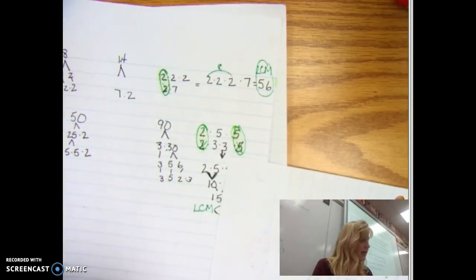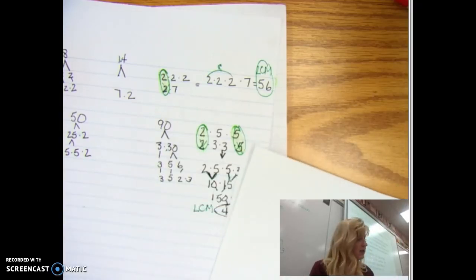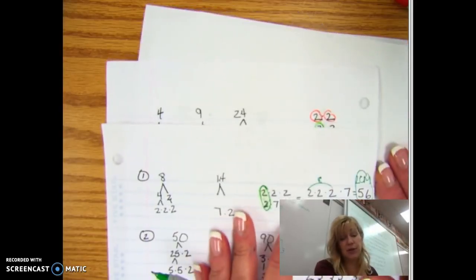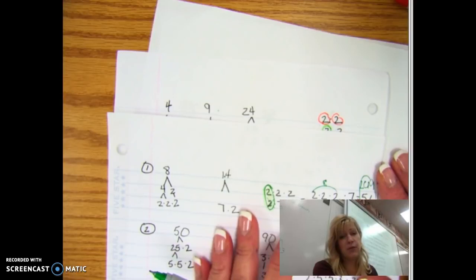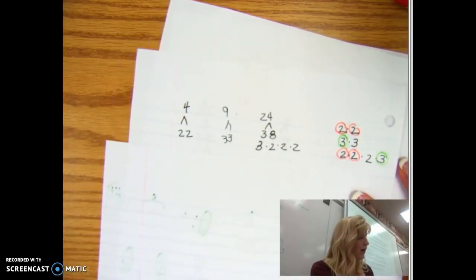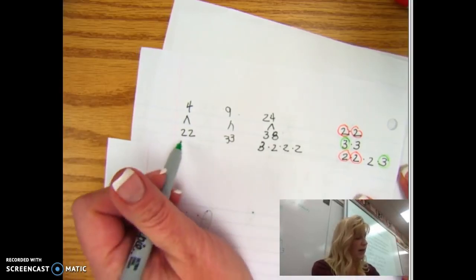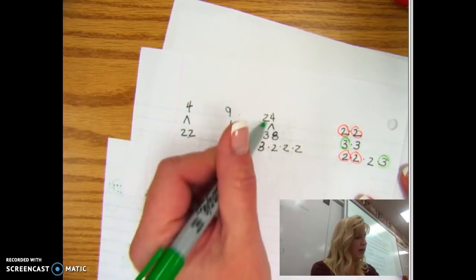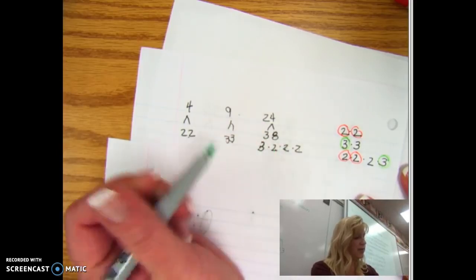One thing that last year's class asked me to do was to teach them what to do if you have a group of 3 numbers. And it is a little bit trickier. I use 2 colors when I do this one. So if you would quickly work with me to develop the factor tree for 4, 9, and 24, I got to 2 times 2, 9 is 3 times 3, and then 24, 2 times 2 times 2 times 3.